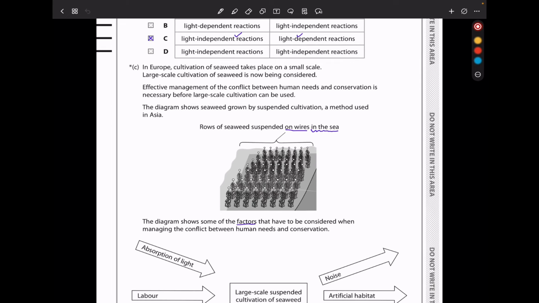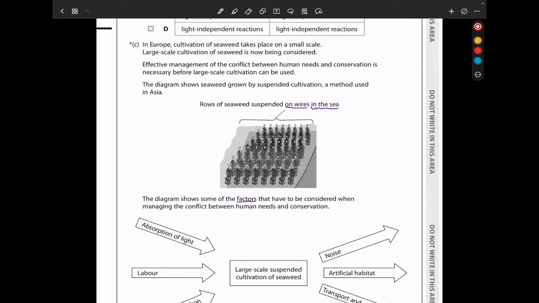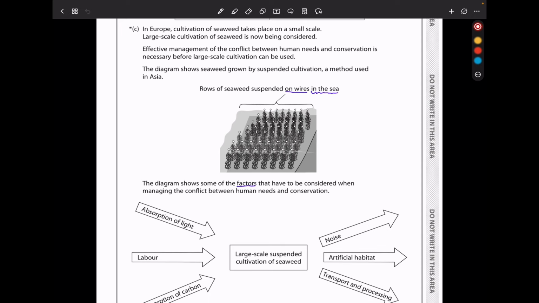Next, they say in Europe, cultivation of seaweed takes place on a small scale. Large-scale cultivation of seaweed is now being considered. Effective management of the conflict between human needs and conservation is necessary before large-scale cultivation can be used. The diagram shows seaweeds grown by suspended cultivation, a method used in Asia. So here they say rows of seaweed suspended on wires in the sea.